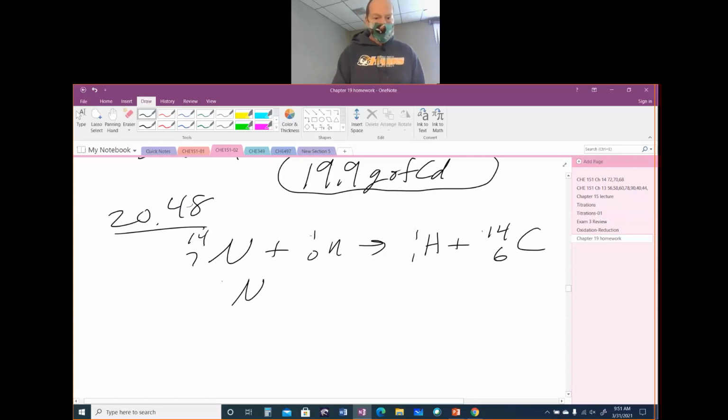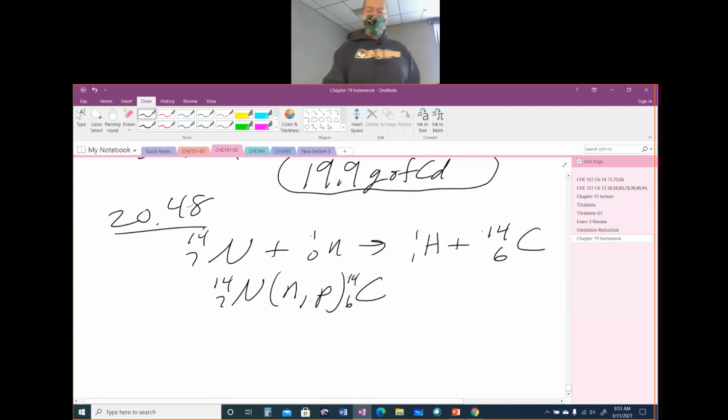The target nucleus is first. Then you have to know the symbols. The symbol for a neutron is N. The symbol for a proton is P. So that is the incoming particle. That is the exiting particle. And here's your product nucleus, 14.6.